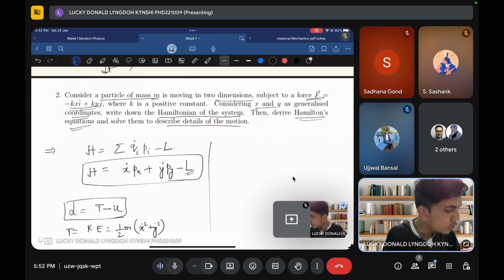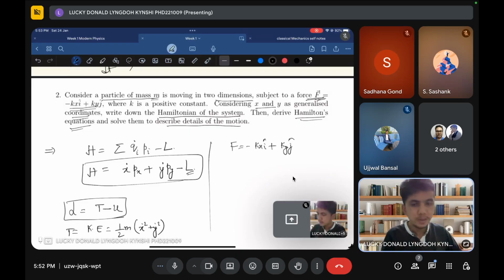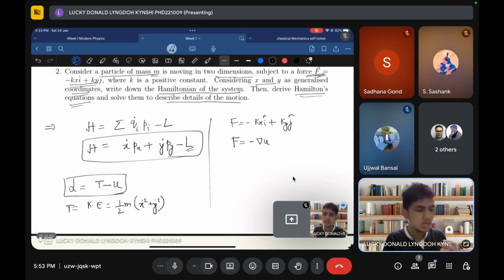Now, what is U, which is your potential energy? Instead of U, they have given you the equation force equal to minus kx i cap plus ky j cap. So the potential energy is given in terms of your force. How are force and potential energy related? You use this formula, F is equal to minus del U. I think you have seen this equation, could be in electrodynamics, right? Force is related to the potential energy as F is equal to minus del U. I have just taken it from there.